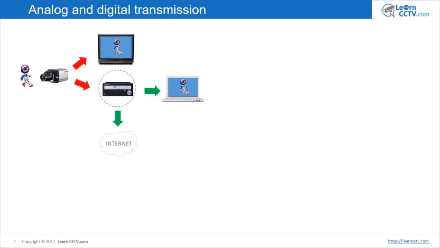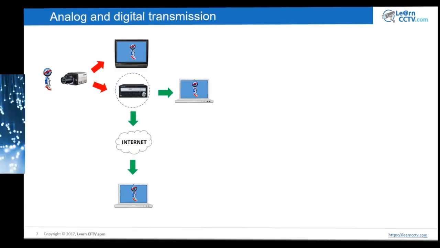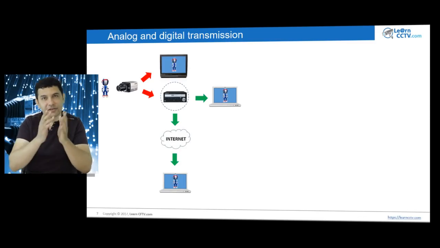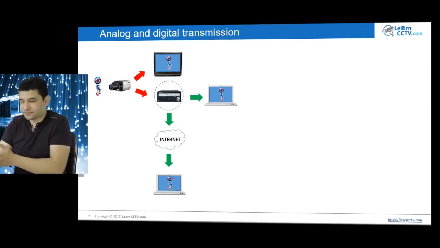And then you can also send those videos to the internet, and from the internet you can send to a computer in digital format, right? So basically it's just simple like this. You need the camera, you need something to convert from analog to digital. That'll be your DVR, and then your DVR is going to record and also can send through the internet.